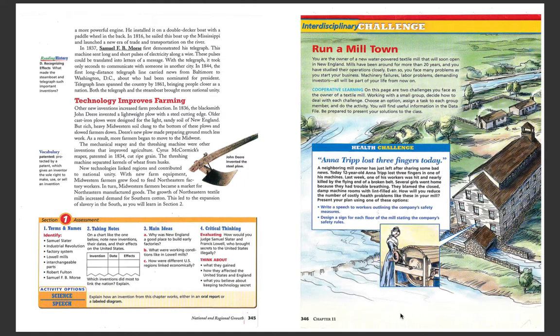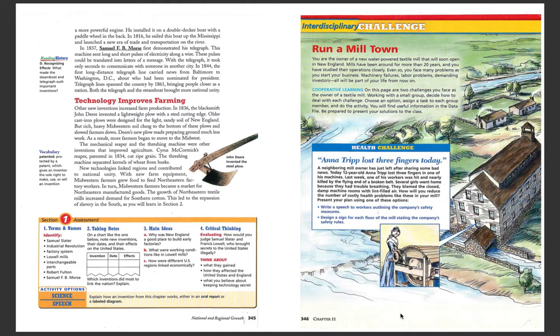John Deere's plow made preparing ground much less work and also resulted in more farmers beginning to move to the Midwest. The mechanical reaper and thrashing machine was also another invention that improved agriculture. Cyrus McCormick's reaper, patented in 1834, cut ripe grain. The thrashing machine separated the kernels from the wheat and from the husk.